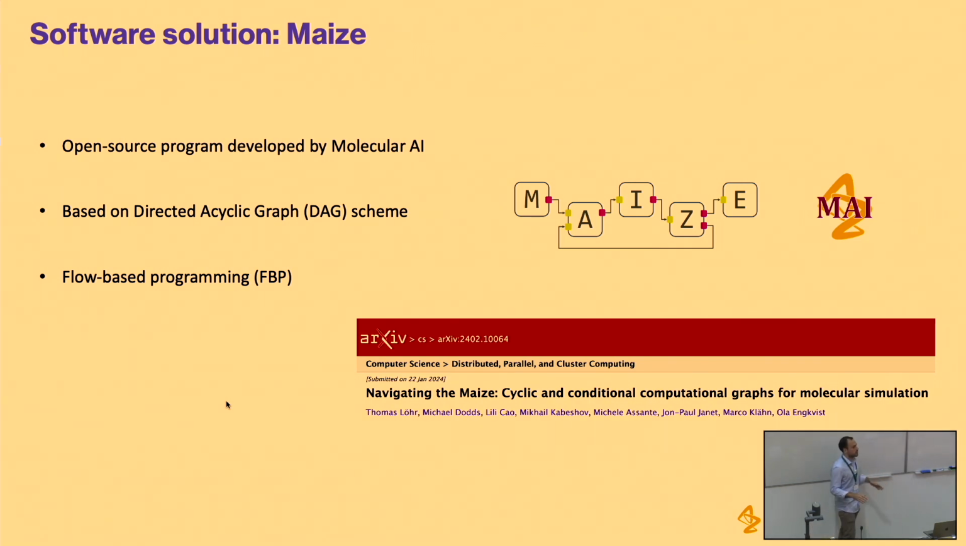So the solution that we came up with in the molecular AI group in AstraZeneca is called Maze, and it's an open source program that we developed, so it's up there on GitHub. There is a preprint out, and probably soon it's going to be published in a peer-reviewed journal.